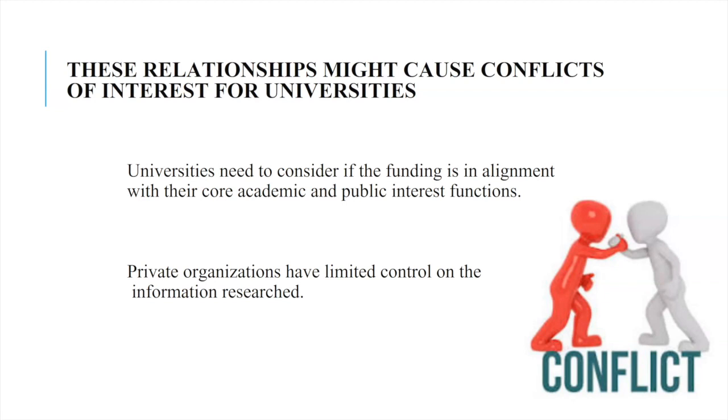One conflict that could also happen on the other side, for private organizations or for armies or for the government, is that they have limited control on the information that is researched. And if a new research appears, it is important to know that this research is most likely going to be public. So if there is research and development on a secretive matter, a collaborative network with a university might not be the best thing to do.